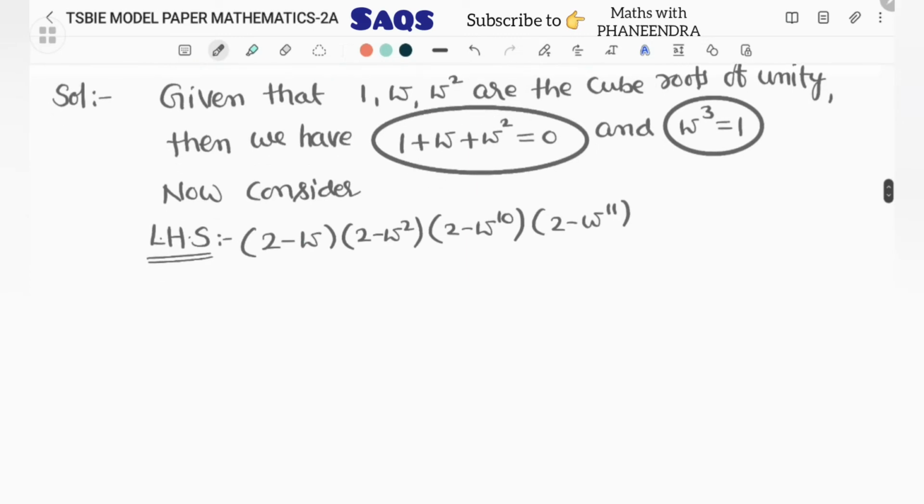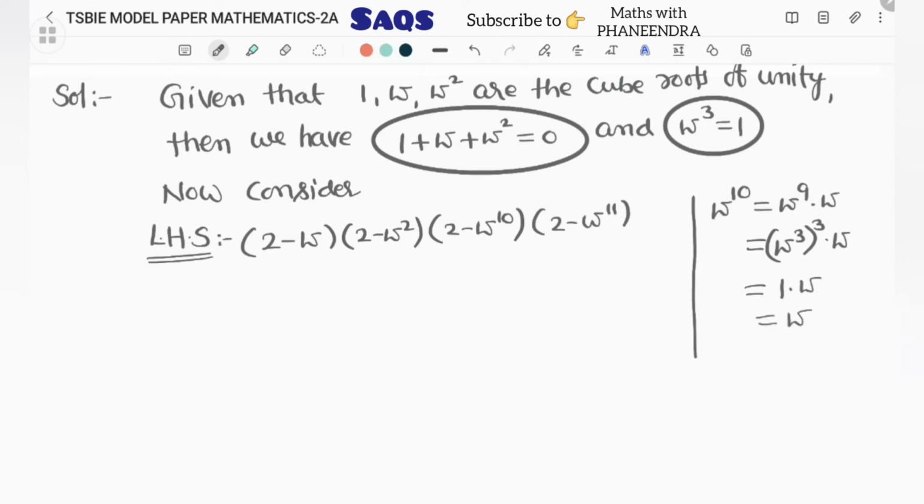See here, what I am going to do is, first here simplification. Omega power 10 can be written as omega power 9 into omega, base are equal, power should be added. Omega power 9 can be written as omega power 3 whole power 3 into omega. Omega power 3 value is 1 only, no, omega cube is equal to 1. So 1 power 3 is 1 into omega ultimately. So omega power 10 is equal to omega.